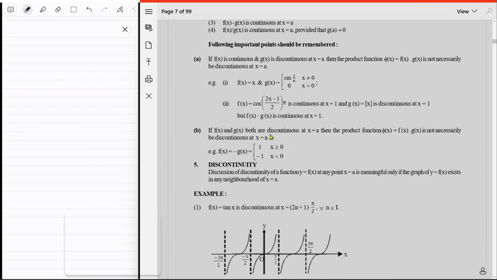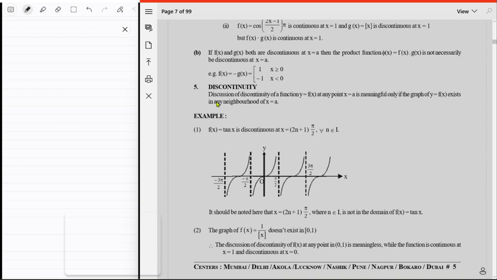If f of x and g of x are both discontinuous, then the product is not necessarily discontinuous at x equal to a. So they give us an example. f of x is negative, g of x is equal to, okay, fine. The product is not. Oh yeah, okay, that makes sense. Sure. The discussion of discontinuity of a function at point x equal to a is meaningful only if the graph of y equal to f of x exists in the neighborhood of x equal to a.